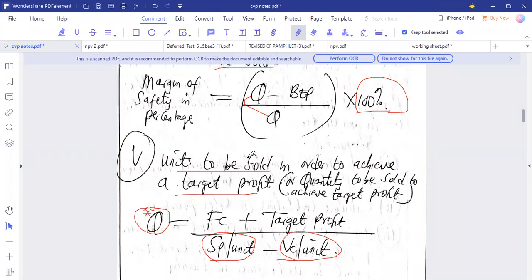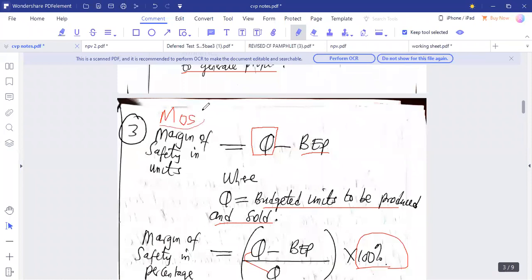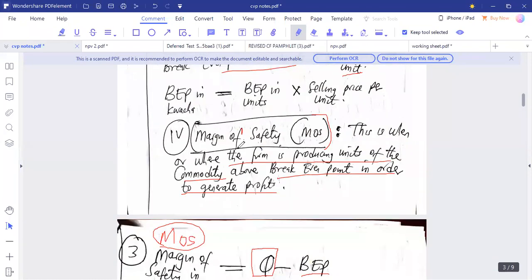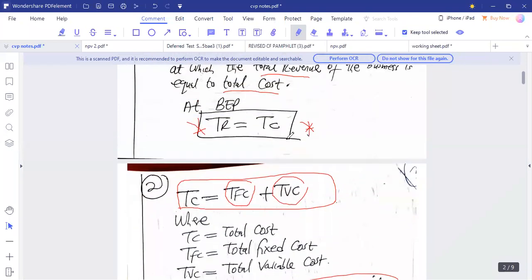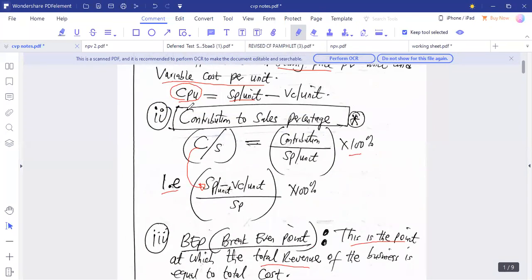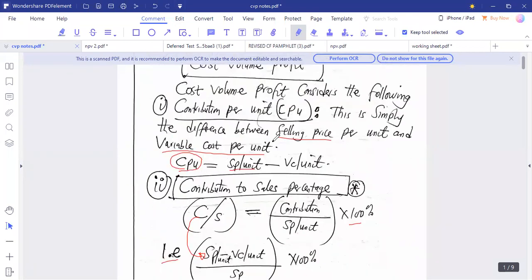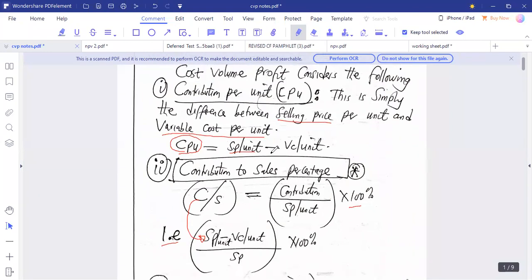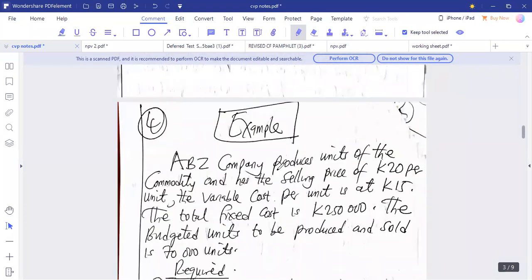Units to be sold to achieve a target profit, we have given the formula here. The margin of safety in percentage, the formula is there. Margin of safety in units, the formula is there. The break-even point formula is there. The total cost, the formulas are there. So you just need to apply. The contribution per unit, the formulas are there. So you just really need to understand these comparisons. There are just a few formulas that need to be understood. So that is about these notes to be shared. Then we get to an example.